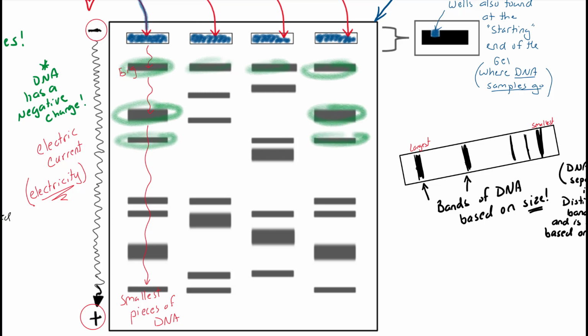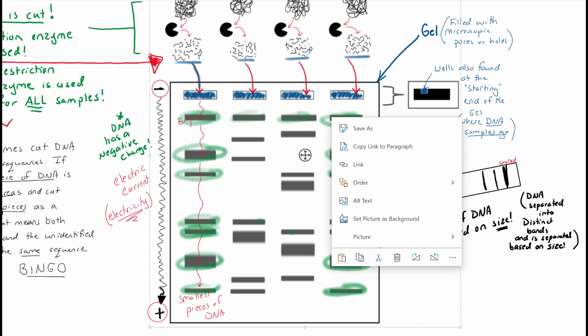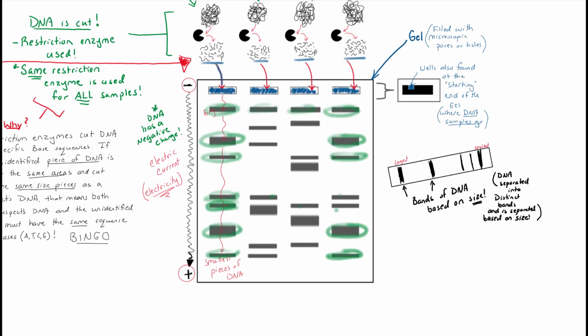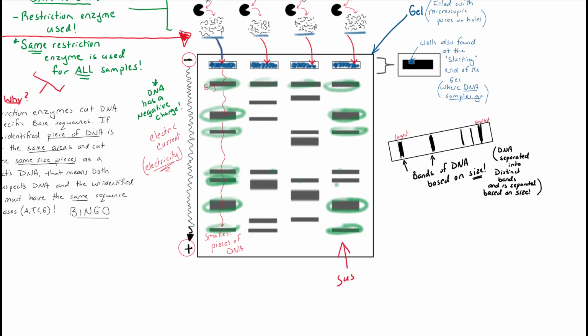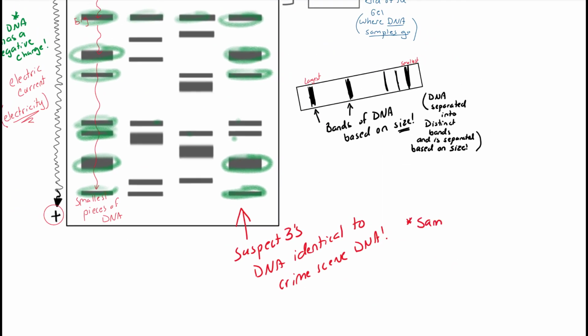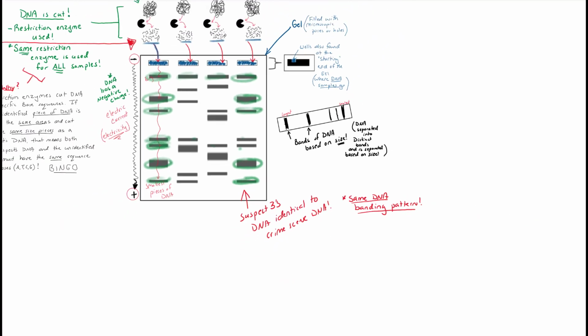And now we can compare the DNA bands. And we see that the DNA bands all the way on the left match the DNA bands all the way on the right. Exact same DNA pattern. That means suspect 3's DNA has to be identical to the crime scene DNA all the way to the left. Meaning they have the same exact sequence of letters, therefore it was cut up in the exact same spots, making the exact same size pieces, creating the same banding pattern.